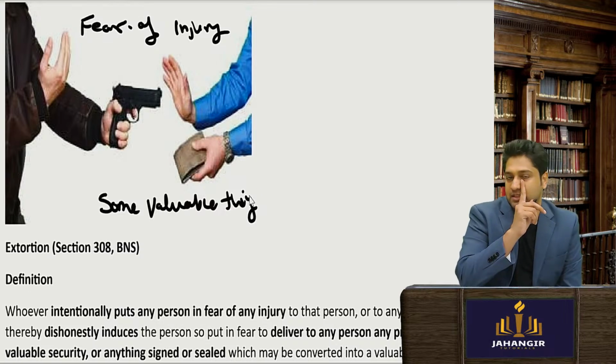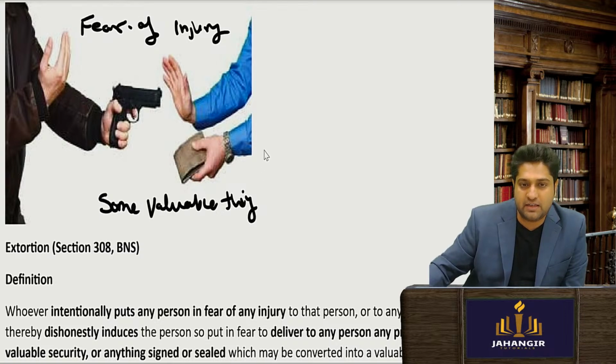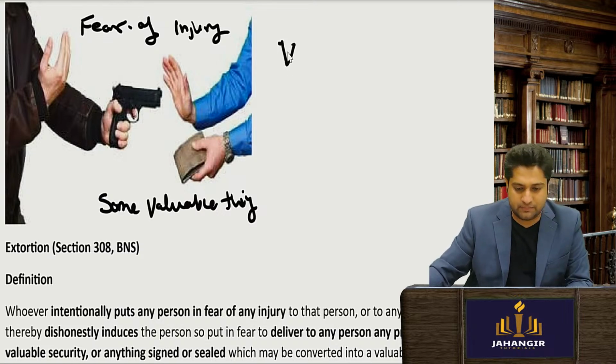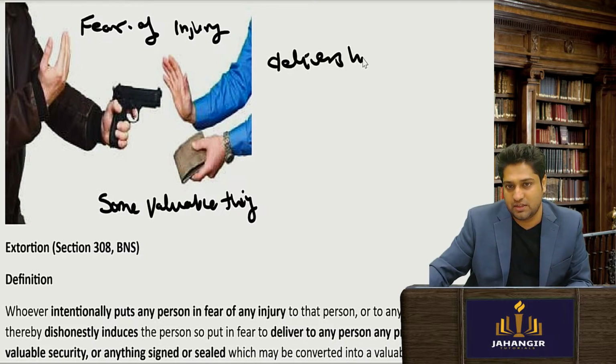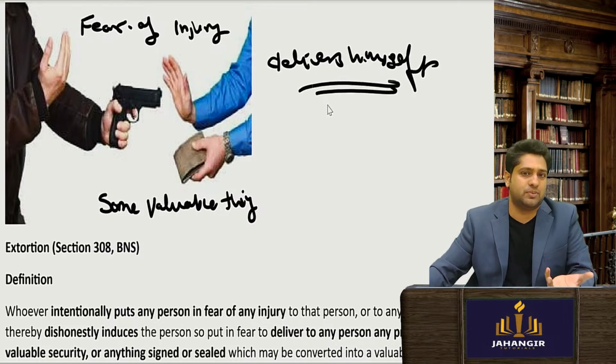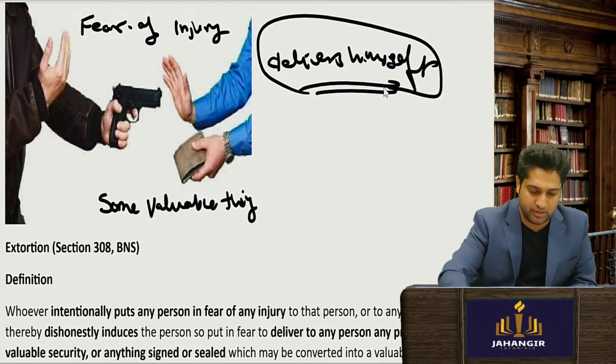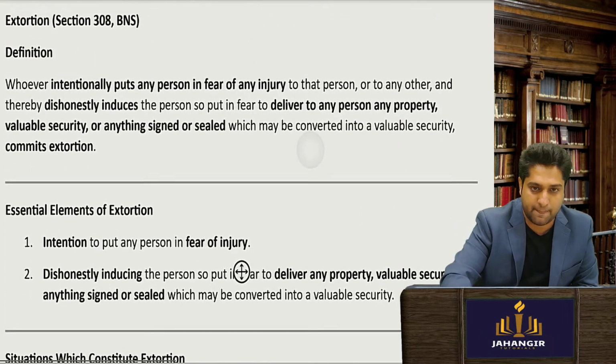Now what is this? In extortion, very important, it is the person who is scared who gives. The person you were targeting delivers it himself, not voluntarily, but without his wish, against his wish, though he himself delivers. That is very important. Let's see extortion.